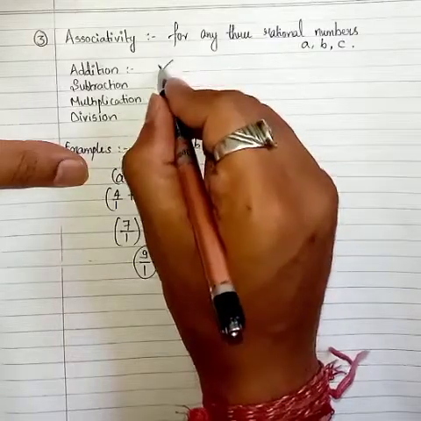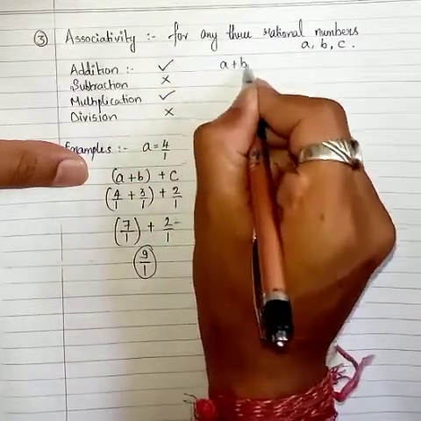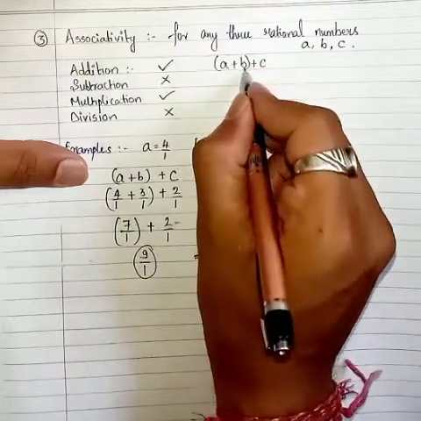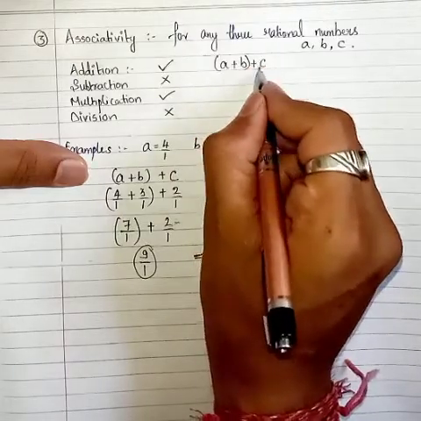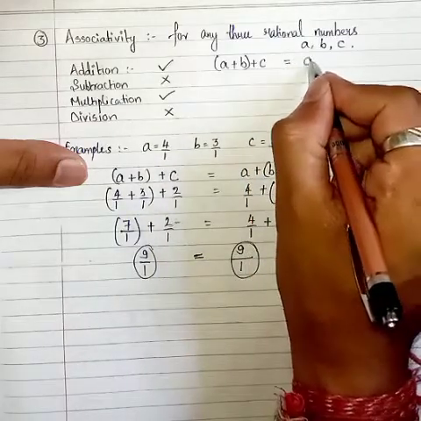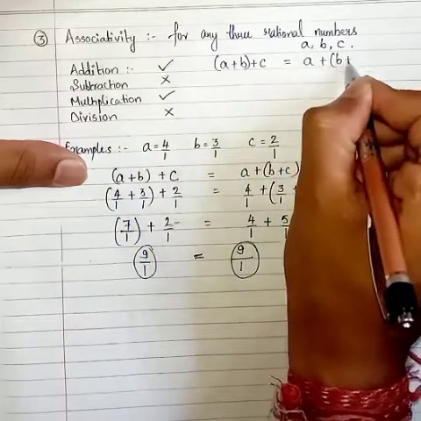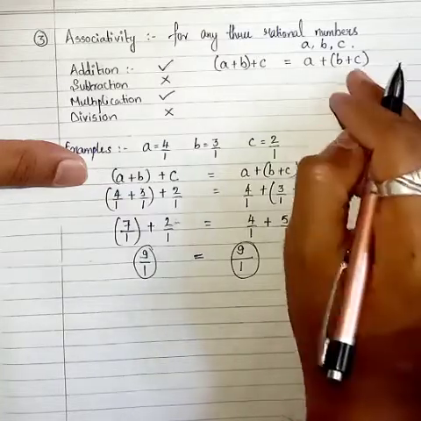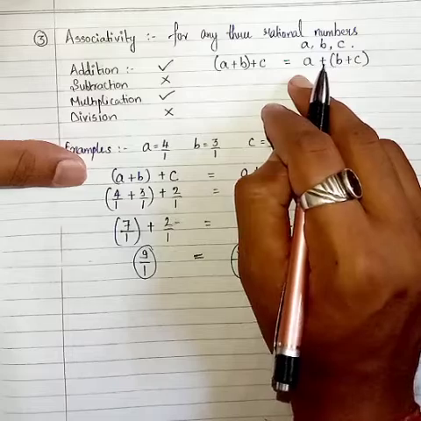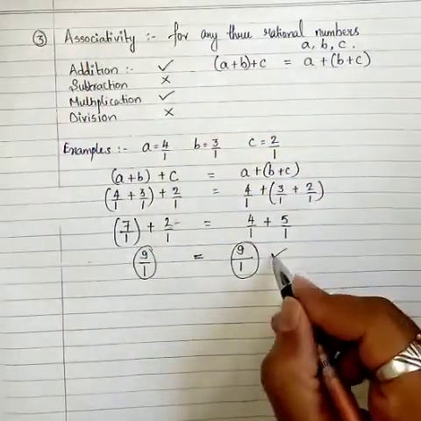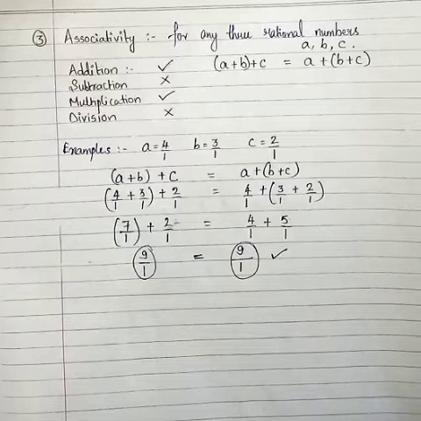So addition is associative, that means (a plus b) plus c. In the first case I have taken a plus b first, and then to the result I have added c, and then it is equal to a plus (b plus c), in which b plus c I have added first and to the result I have added a. So addition is associative and it is following the procedure.